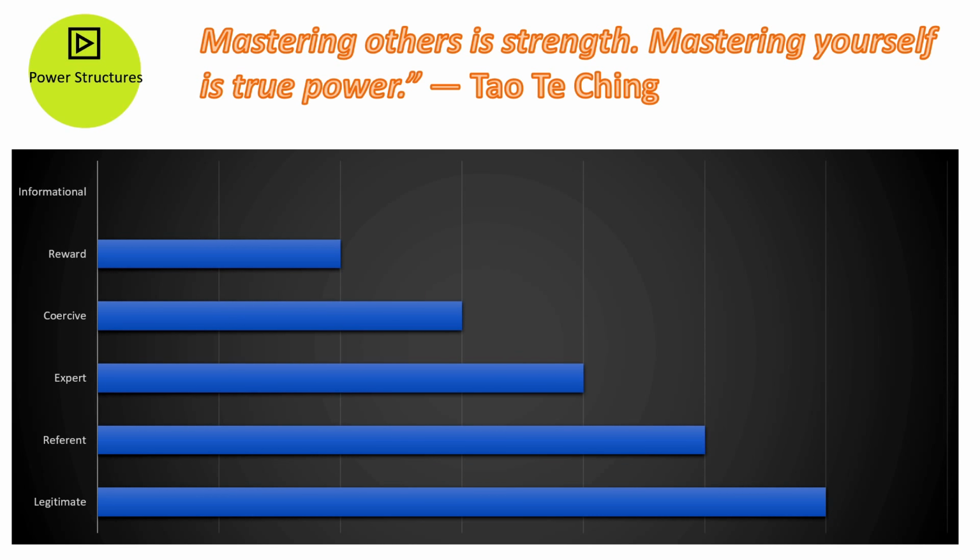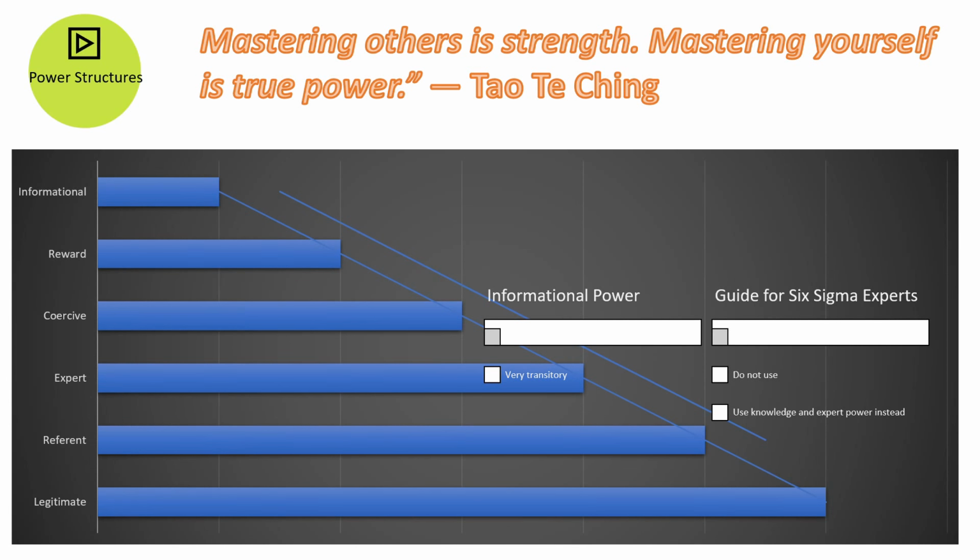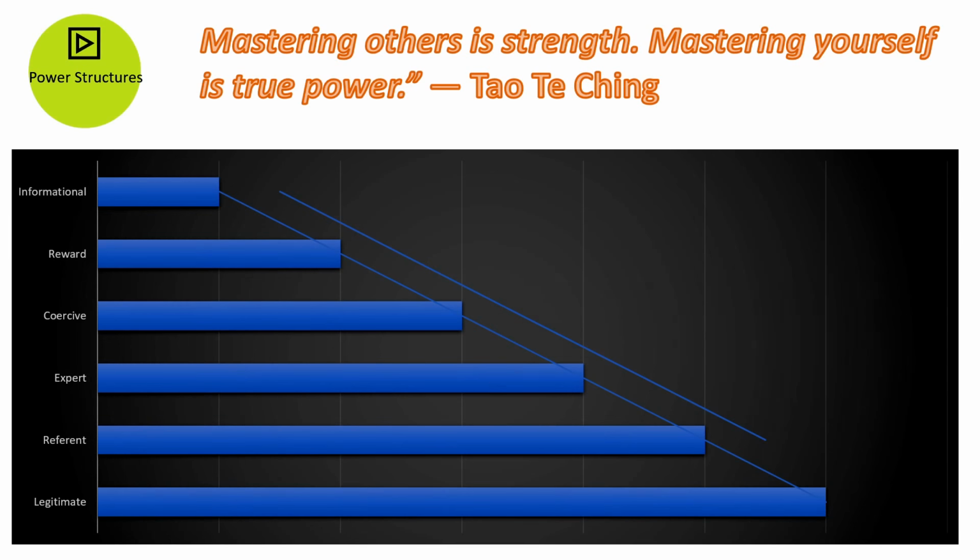The last is informational power. Informational power is the most transitory type of power. Once the information is given, the power is gone. Six Sigma experts should not try and abuse this power by holding on to information, rather, they should use their knowledge and wield expert power.